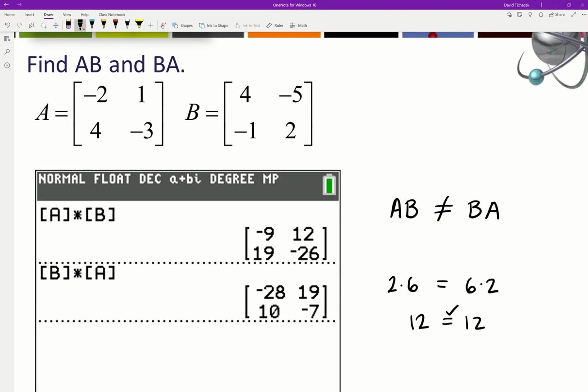So that checks out. However, we are not able to say that the values of these matrices match up because you can see there, according to the calculator, that they, of course, have different values. And so this is one of those properties of matrices that we're going to have to keep in mind, is that matrix multiplication is not commutative.